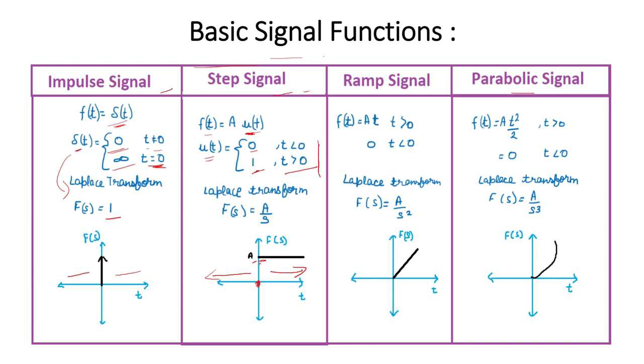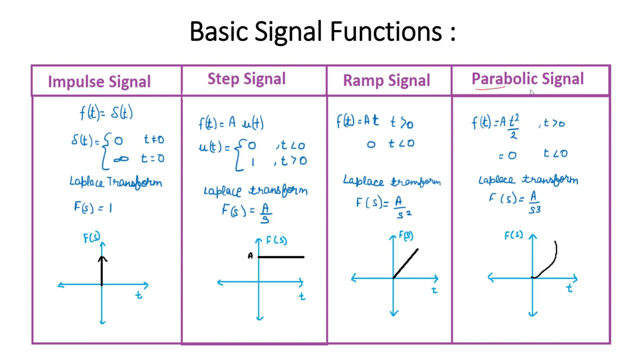So here we haven't considered the value of u(t) at t equal to 0. Then the Laplace transform of this step signal is F(s) equal to A upon s. Then we have the ramp signal. A ramp signal is a straight line. So f(t) is equal to At for t greater than 0, and for t less than 0, f(t) is 0. This A is the slope of this line. In Laplace transform, F(s) is equal to A upon s square.